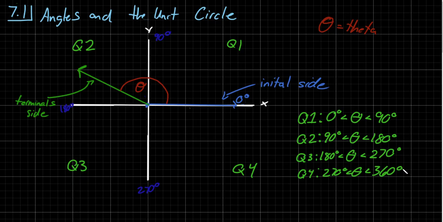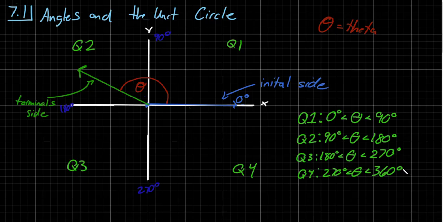167. What quadrant would that be in? 1, 2, 3, or 4? It should be 2, because I'm not above 180, but I'm greater than 90, so it should be about right there. Actually, exactly where mine is pretty much.